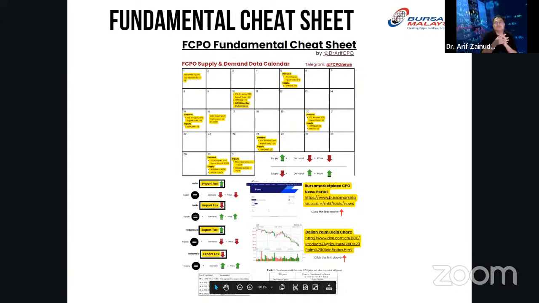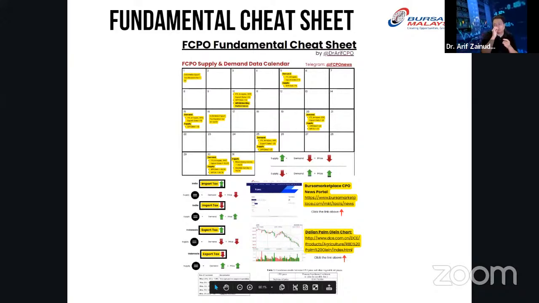This is a summary of the important things that you need to trade FCPO. Especially the calendar, which has the supply and demand data for the whole month, because on these specific dates you want to be waiting for this data to come out. If the data comes out as positive, or if it comes out as negative, it's going to have a direct effect on CPO.